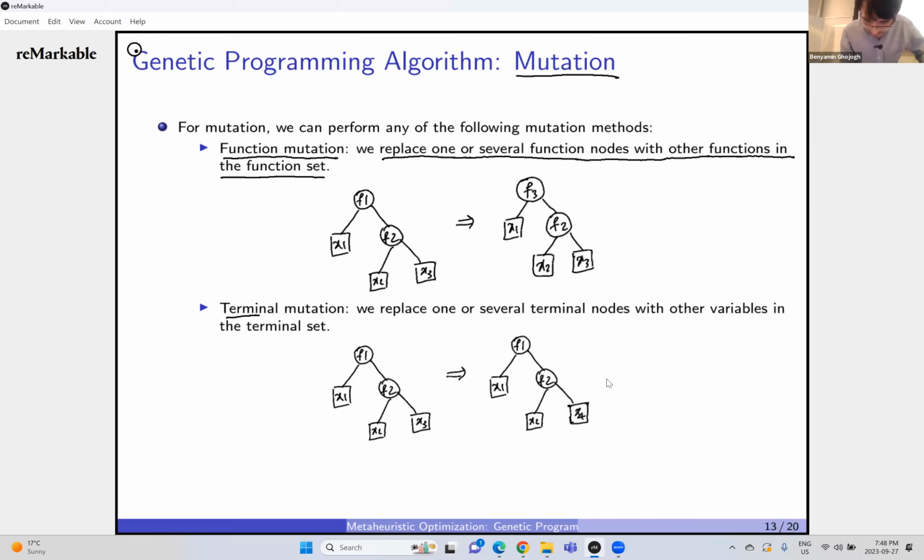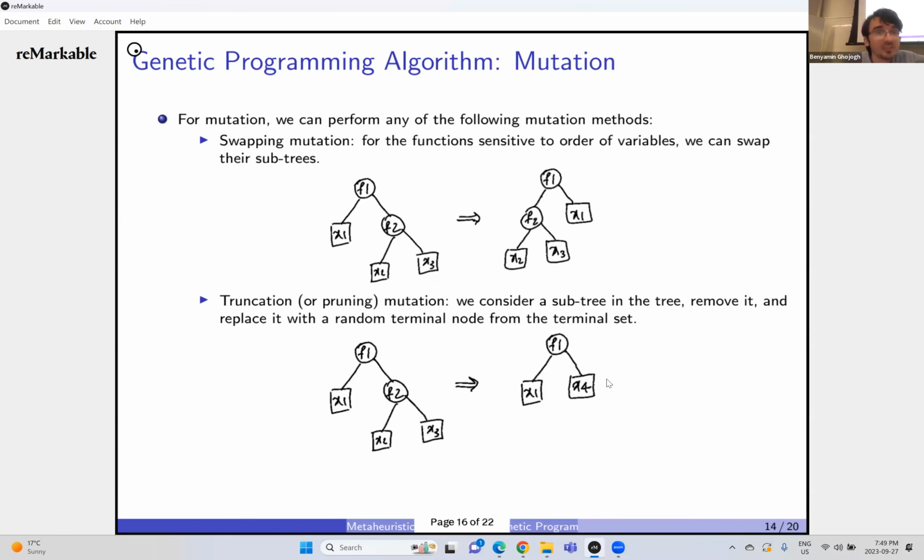Also, terminal mutation. We replace one or several terminal nodes with other variables in the terminal set. So basically, we can replace the function nodes, and we can replace the terminal nodes. For example, by replacing a terminal node, I replace x1 randomly with x4. We can do it. Also, we can have swapping mutation.